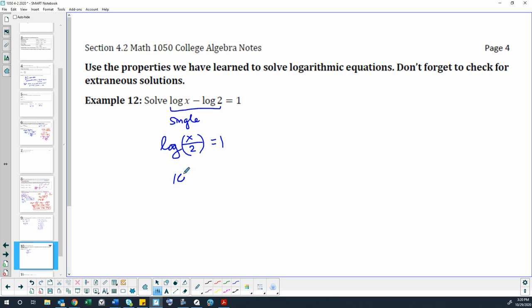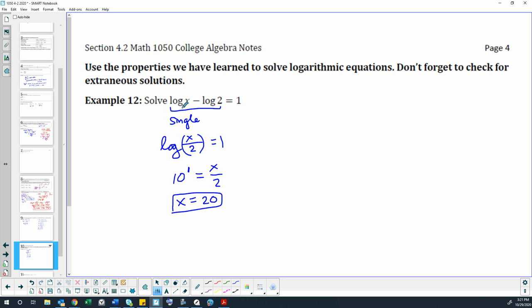So if the base of our logarithm is 10, we can change this to exponential form by rewriting it as 10 to the first power. Why to the first power? Because the value of the logarithm is 1. So 1 is the exponent. So that is going to be equal to our argument, x over 2. Now we have a simple cross multiplication type of problem. We can do 2 times 10, which is 20, and the answer should be x equals 20.